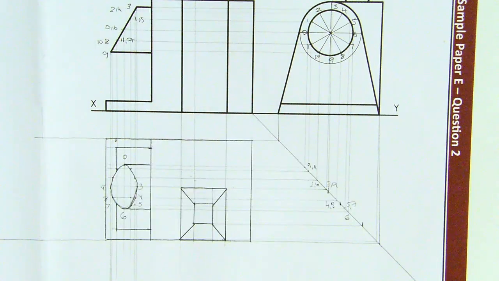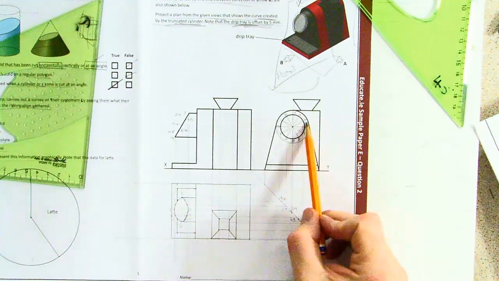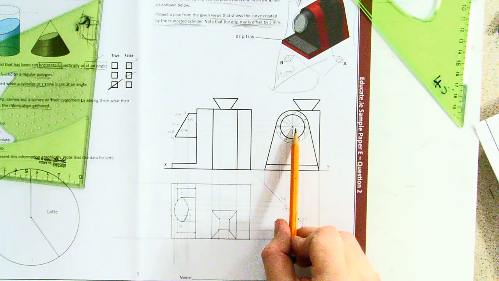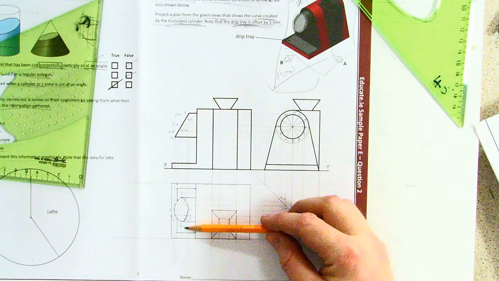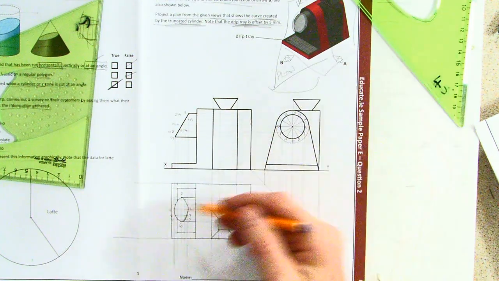Now, it's very important that we dictate where the elevation, plan, and end view go by using our planes of reference, making sure that our plan is in the correct position underneath the elevation. Next then, it's simply dividing the circle into 12 equal parts, bringing it over and bringing it down, and then completing the plan, all the other sections.